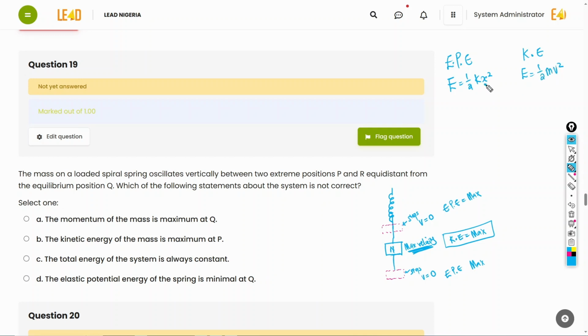So this is linked to displacement, of which you have maximum displacement at the end point, right? So at point P and point R, you have maximum displacement. However, at point Q, you have 0 displacement but maximum velocity.